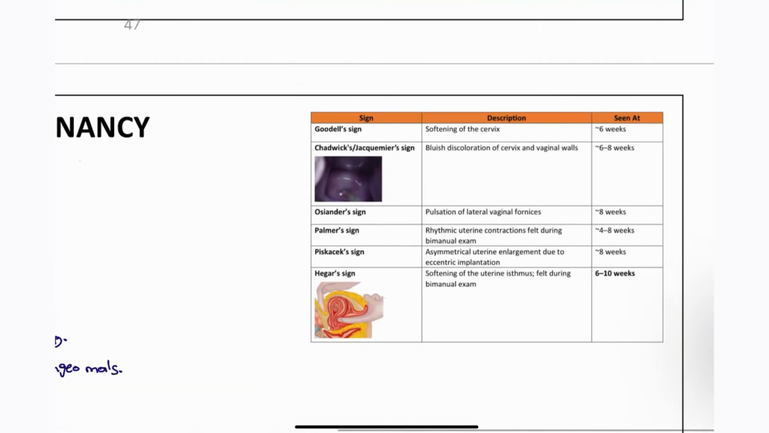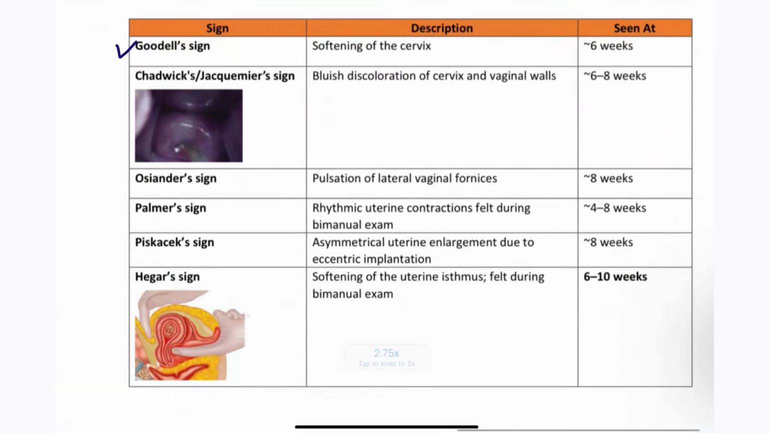Next, coming to the different signs, Goodell sign is the earliest sign that we are going to see, softening of the cervix, and this is around 6 weeks. Next one is the Chadwick sign, or the bluish discoloration. You are going to see this around 6 to 8 weeks. Best to choose 8 weeks.